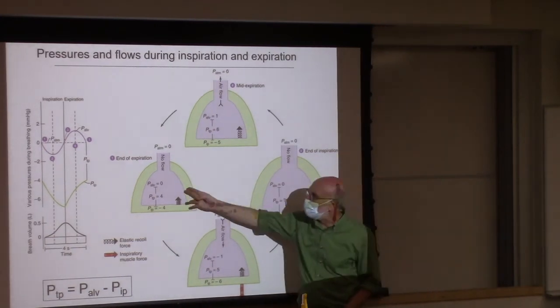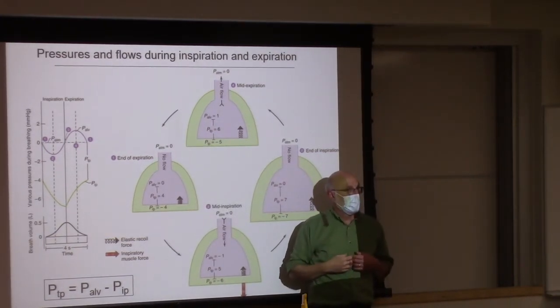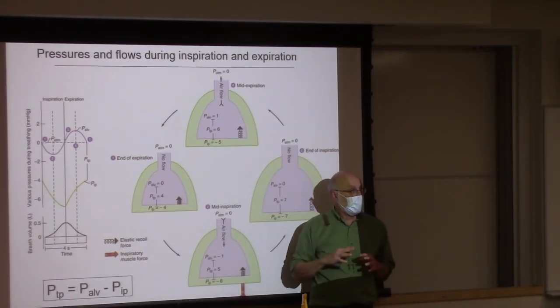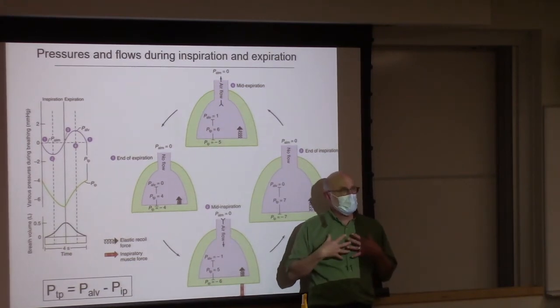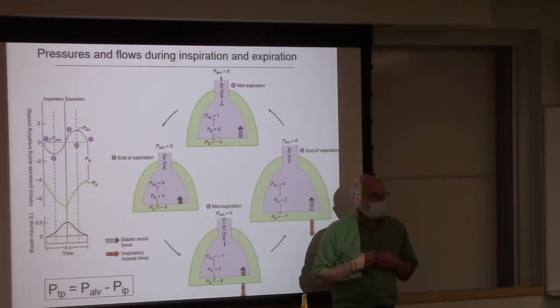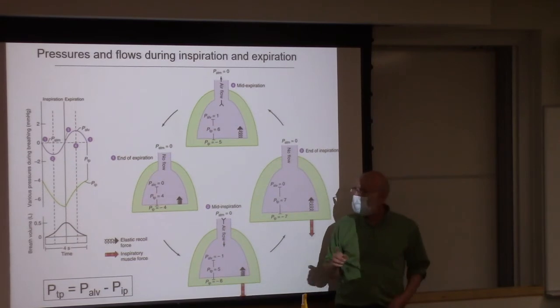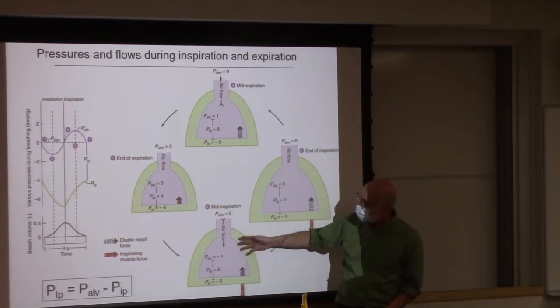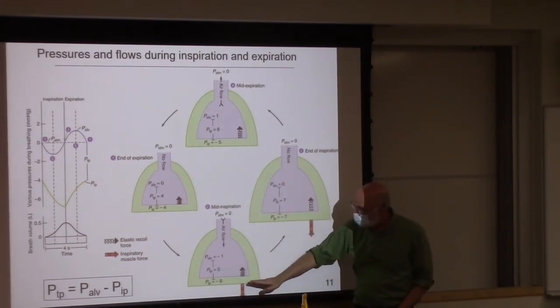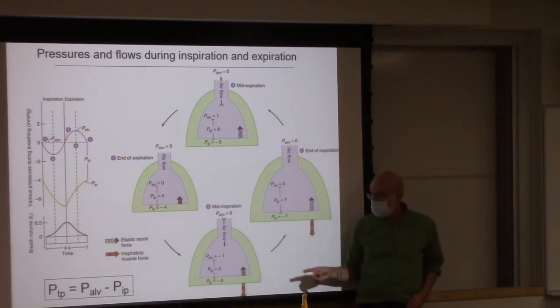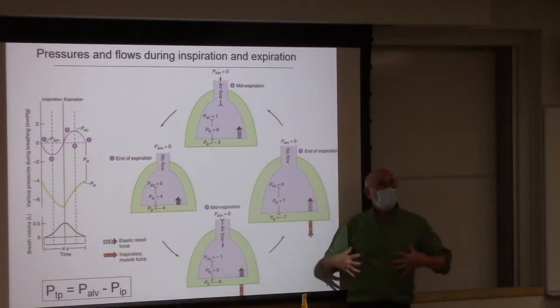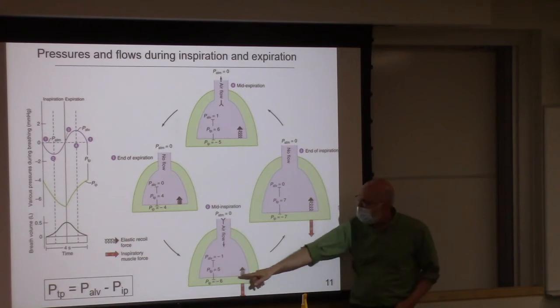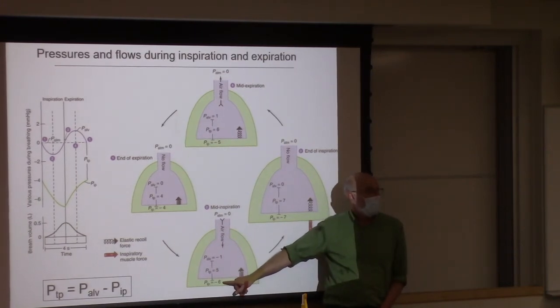Okay, so now let me inhale. I don't want to go all the way to the max. During inspiration, right there, middle of inspiration, muscles are pulling the parietal pleura outward, making the intrapleural pressure more negative.